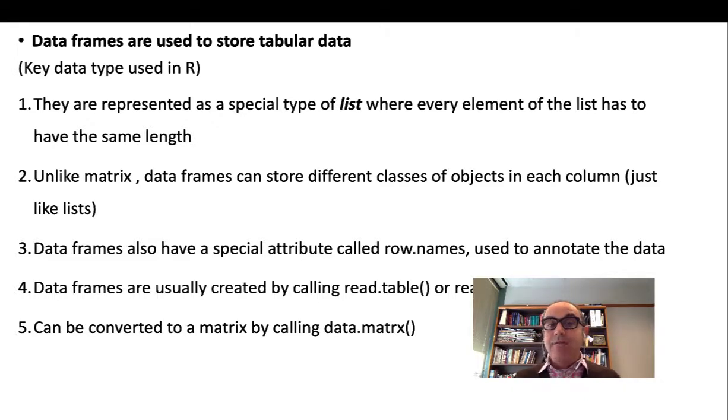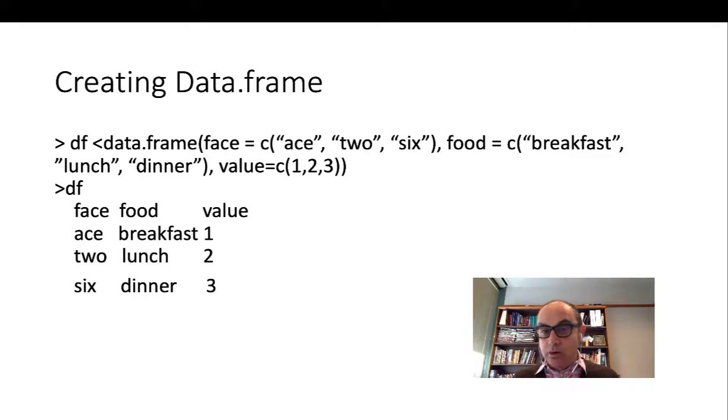Unlike a matrix, a data frame can store different classes of object in each column, just like a list. However, a data frame also has special attributes called row names, used to annotate the data. Data frames are usually created by calling read.table or read.csv with the name of the file. You can convert it to a matrix by calling data.matrix with an open parenthesis.